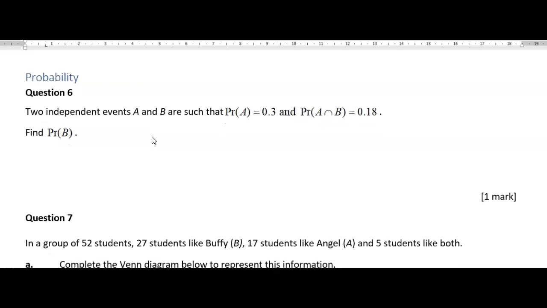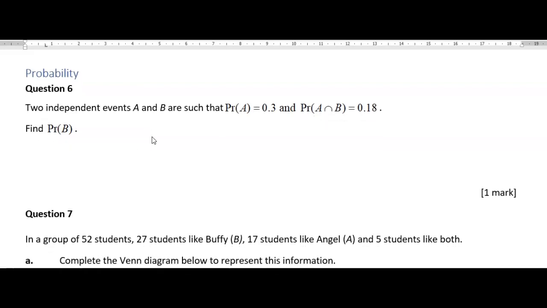Two independent events A and B are such that the probability of A equals 0.3 and the probability of A and B equals 0.18. So we have to find the probability of B. Now, the fact that they're independent events is what is important here.